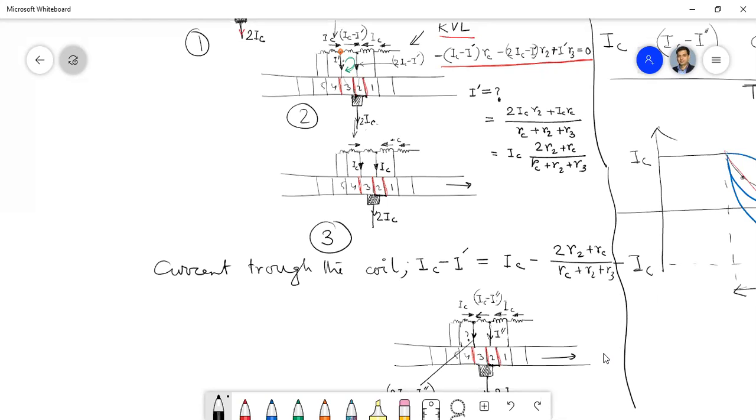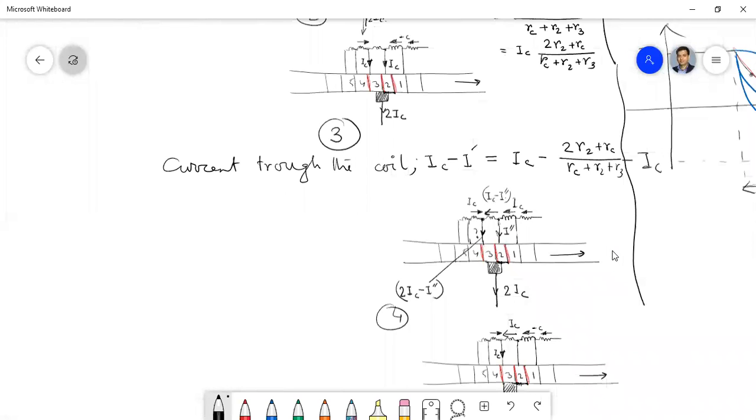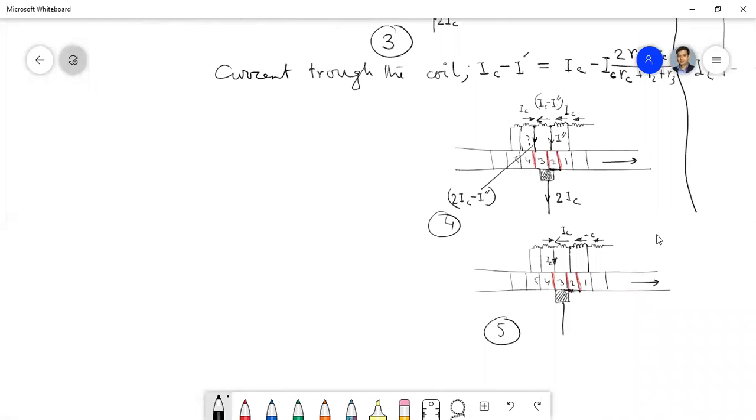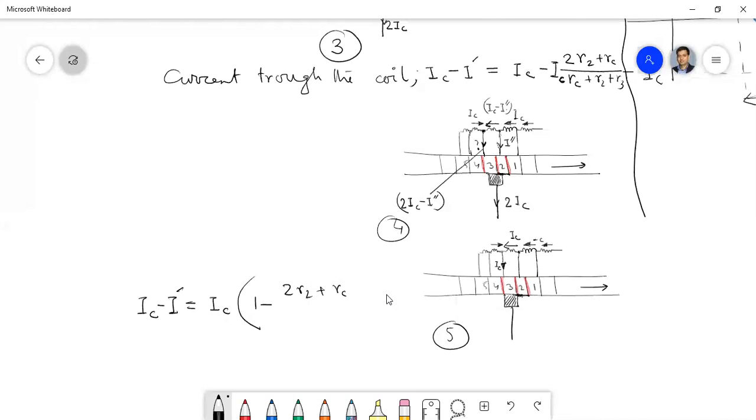One more IC was there, right? This IC. Now if I take the IC common, it will be IC minus I prime equals IC times 1 minus 2R2 plus RC divided by RC plus R2 plus R3.